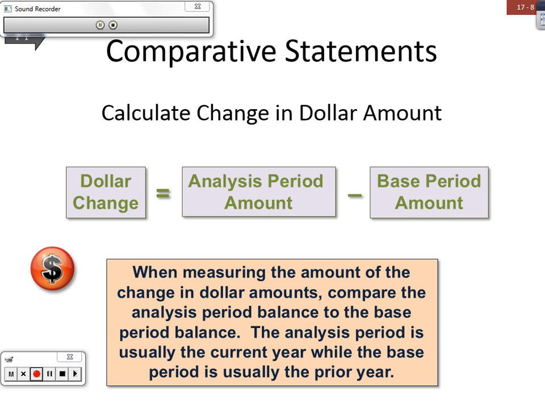So comparative statements, calculate the change in the dollar amount. This is very important. If you're trying to calculate a dollar change, you're just going to look at the current year and subtract out the previous year. Okay? So analysis period amount minus base period amount is going to give you your dollar change. Anytime you're doing a horizontal analysis, you're going to have to look at the dollar change.